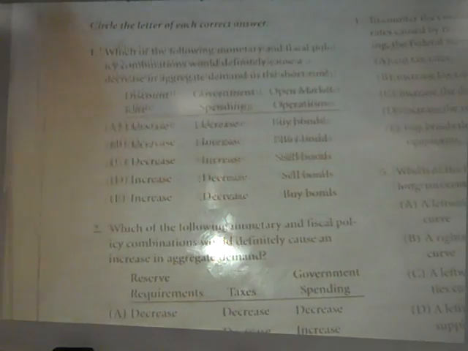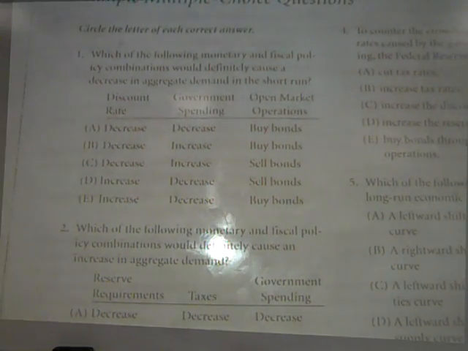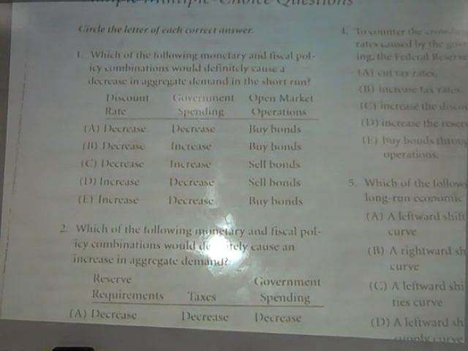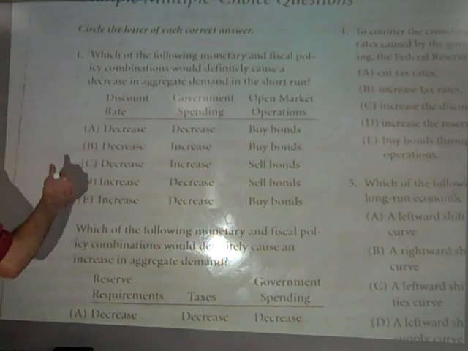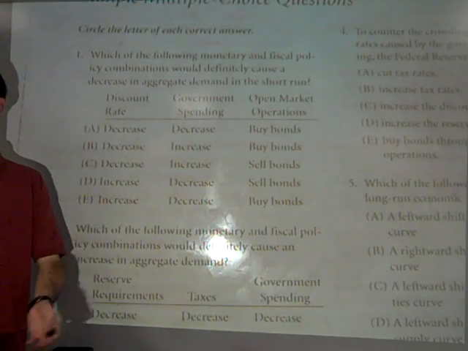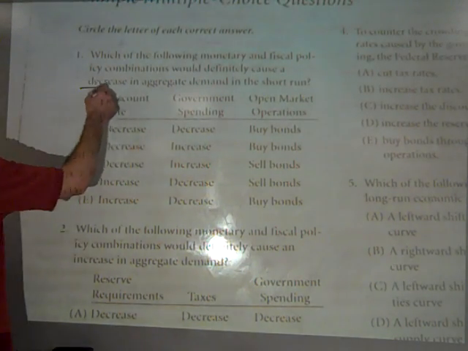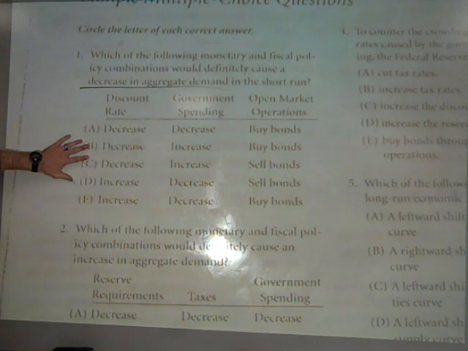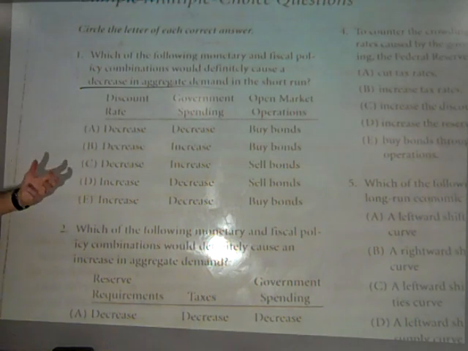All right. Here we go. Okay, now they give you a bunch of pretty easy monetary fiscal policy combination questions. And then they jump into crowding out, which is not easy, but we're going to make sure we get to it in review. Number 1, which of the following monetary and fiscal combinations would definitely cause a decrease in aggregate demand in the short run? So I just need to pick something where everything's contractionary, right? What do you do to the discount rate for contractionary policy? Tighten those screws on the bank. Raise the requirements. Raise the discount rate.